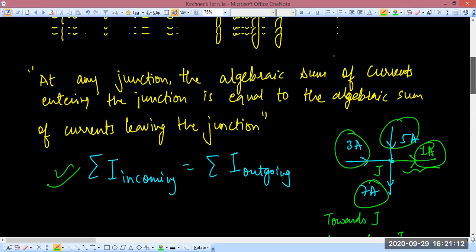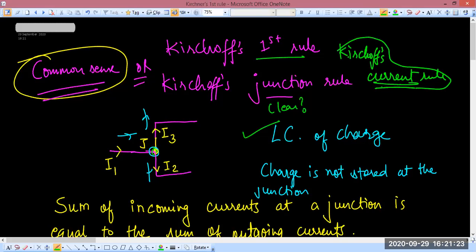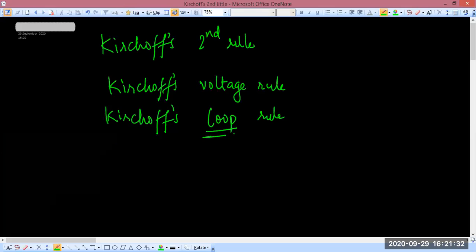It is also called Kirchhoff's current rule. Okay, because this is about current, that's why this is called Kirchhoff's current rule. And this one is called Kirchhoff's voltage rule or Kirchhoff's loop rule.